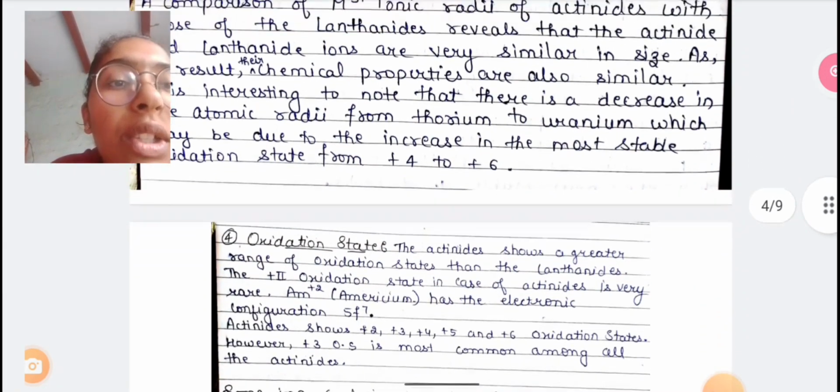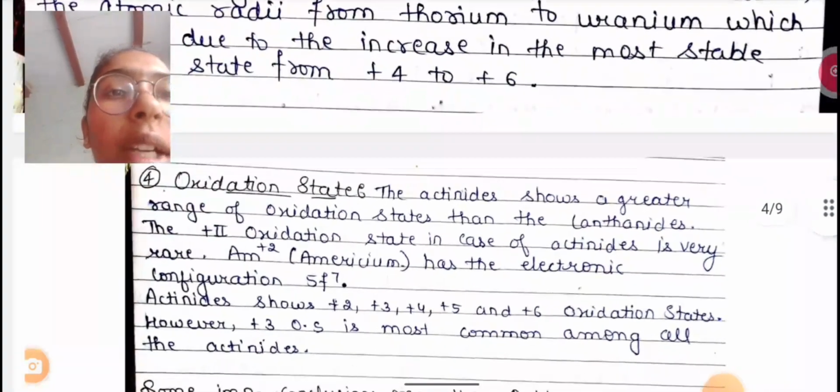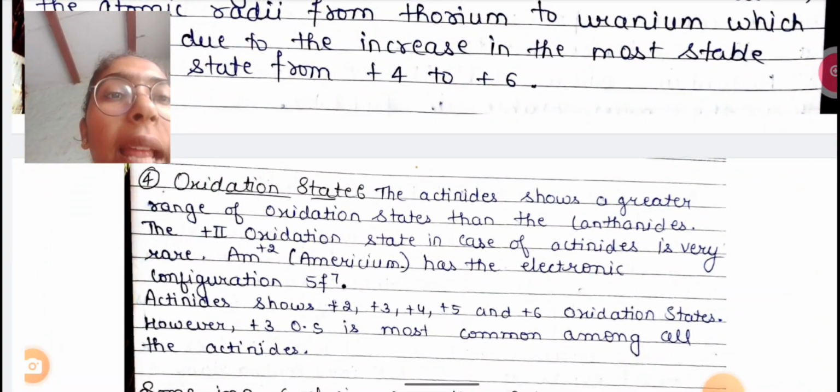Fourth one is the oxidation state. The actinides show a greater range of oxidation states than the lanthanides.